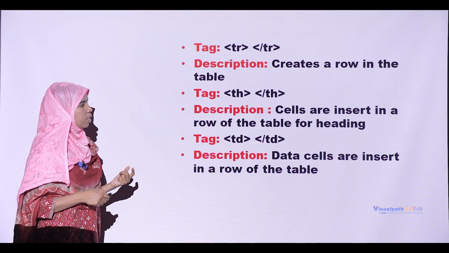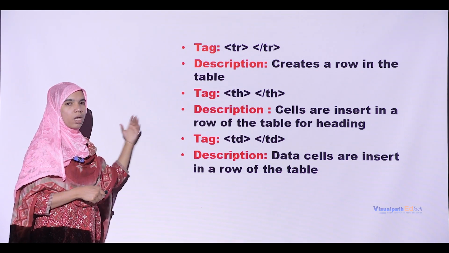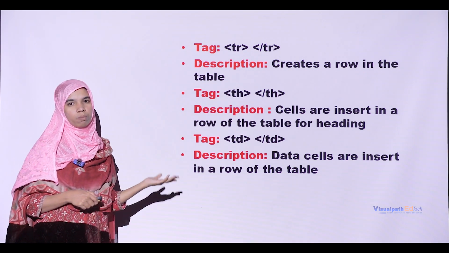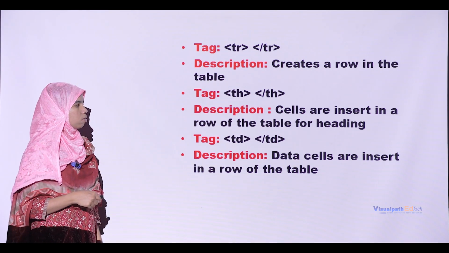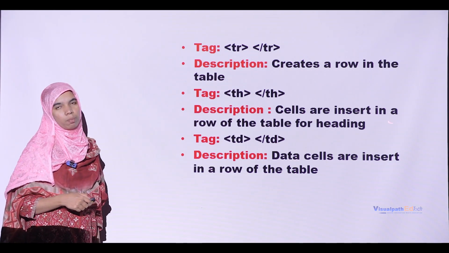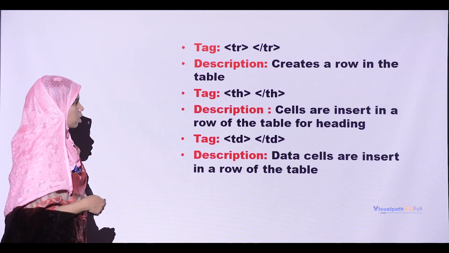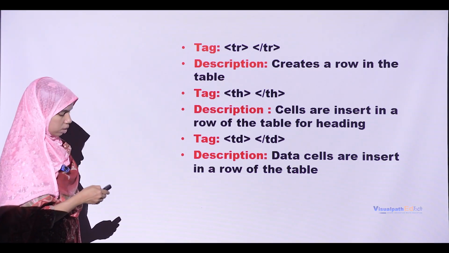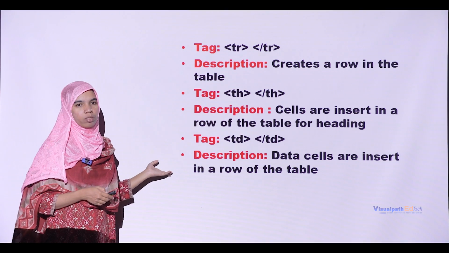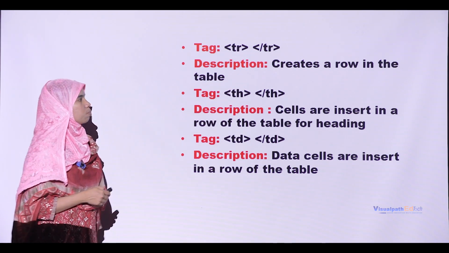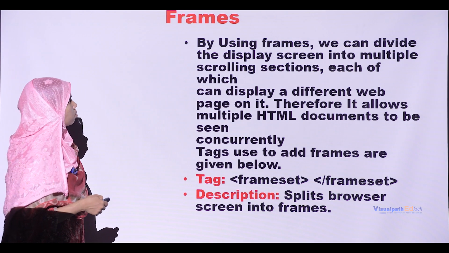Okay, table data, the content of that: fruits, apple is there, guava is there, pineapple is there, and so on. So all those contents will be coming into this table data. TD stands for table data. So these are the sub tags of your table tag.